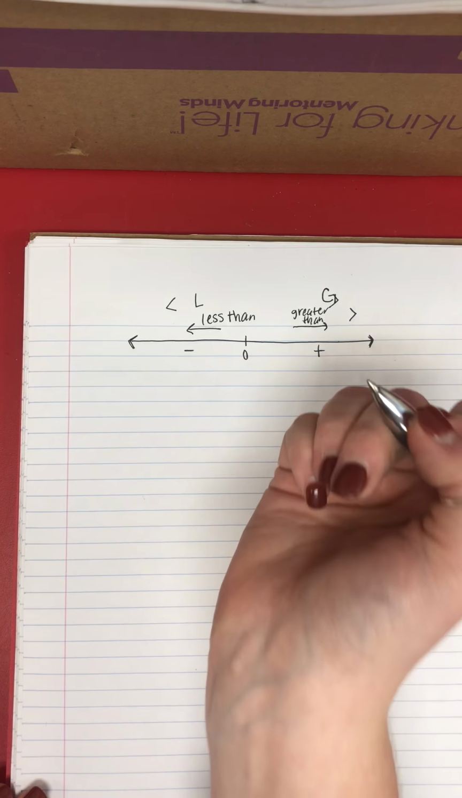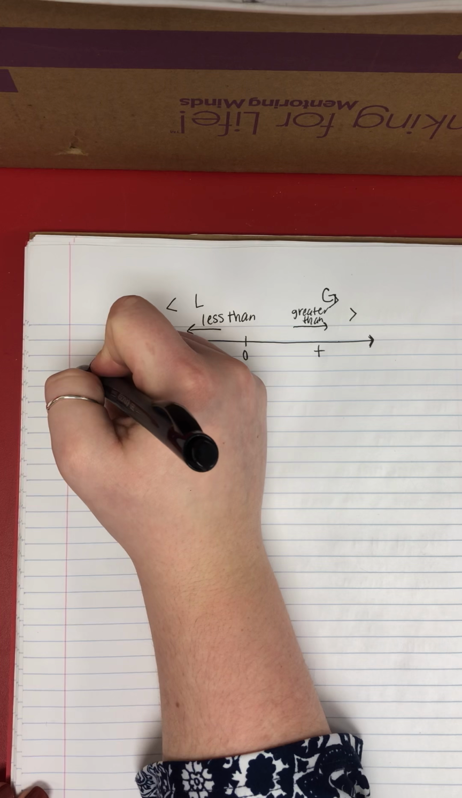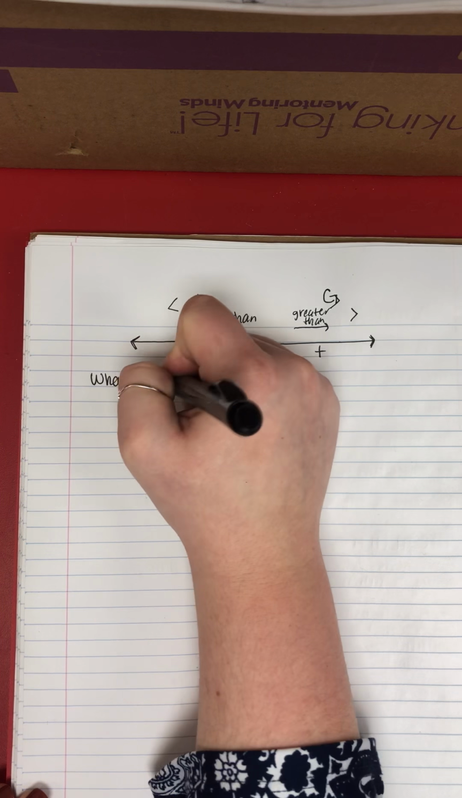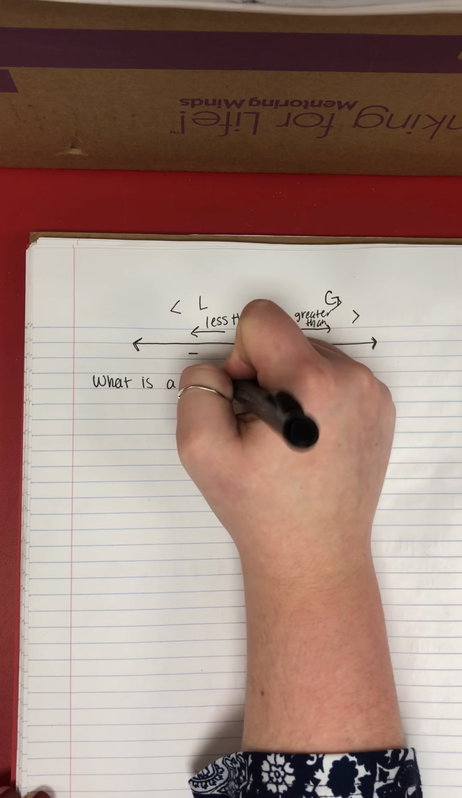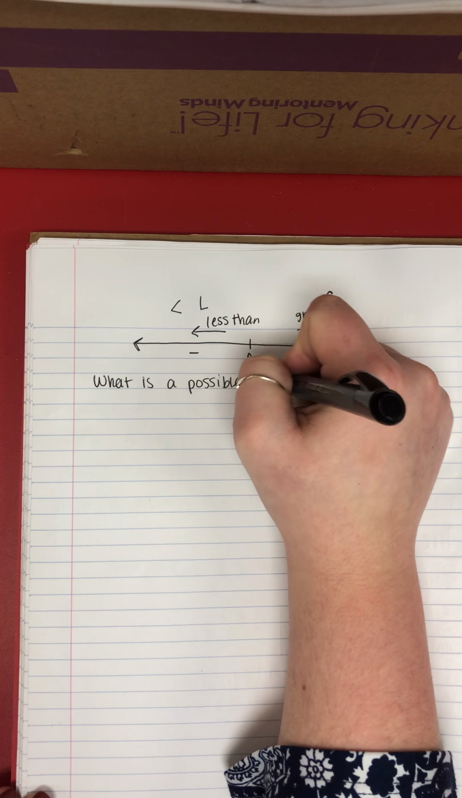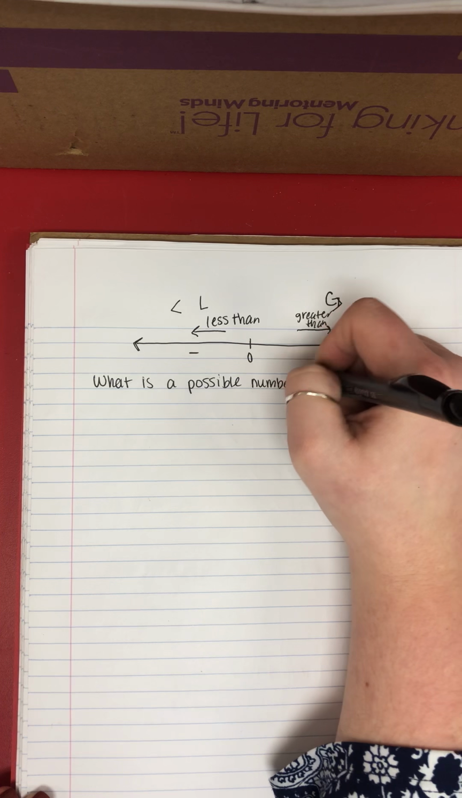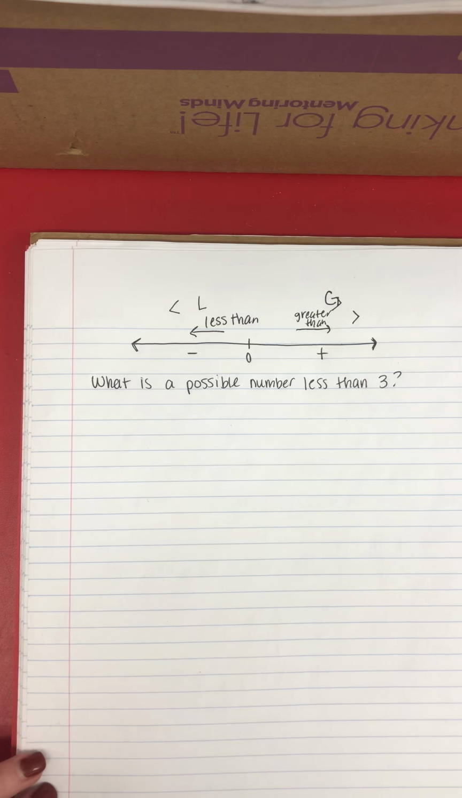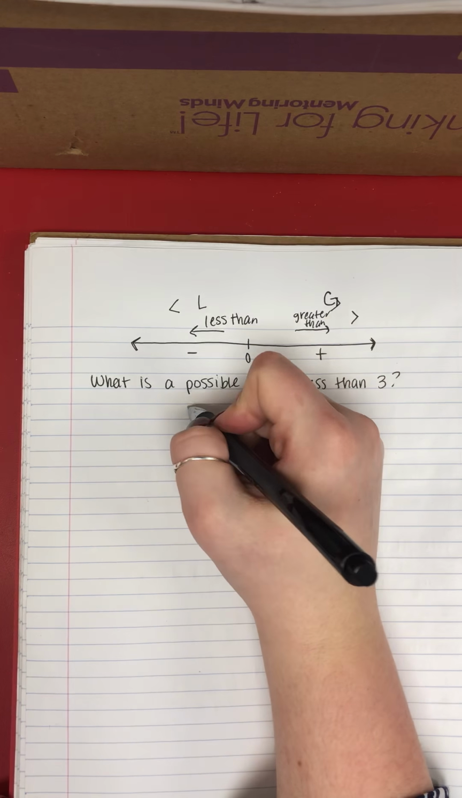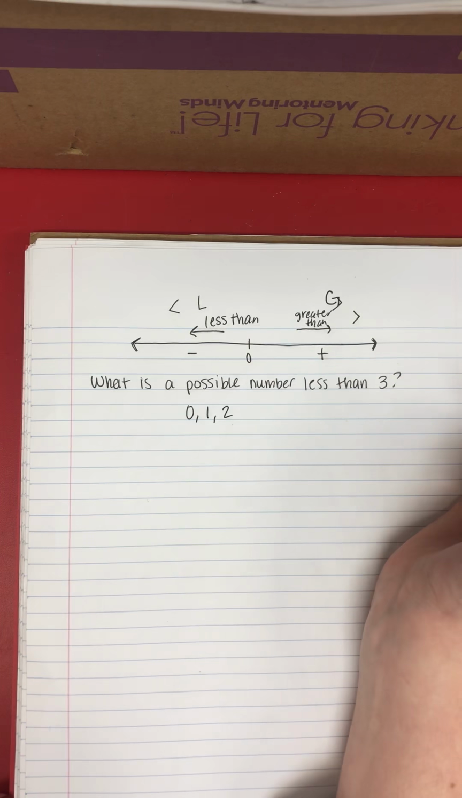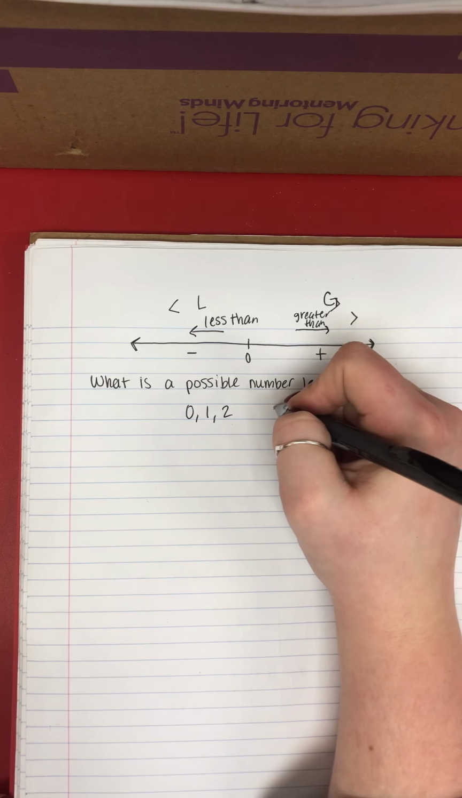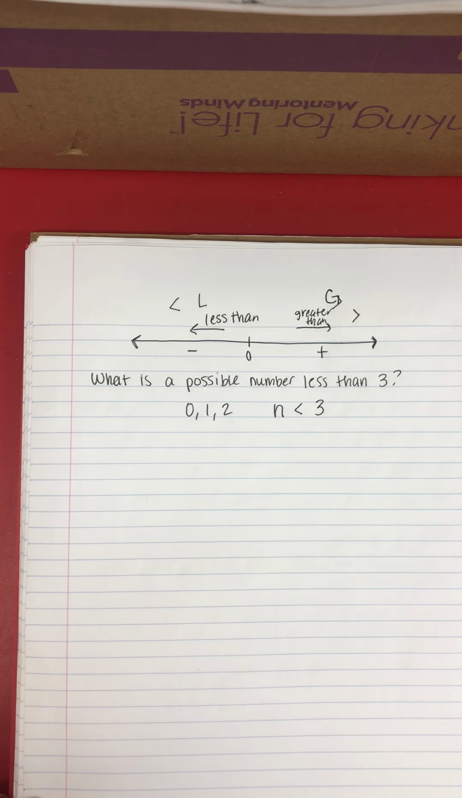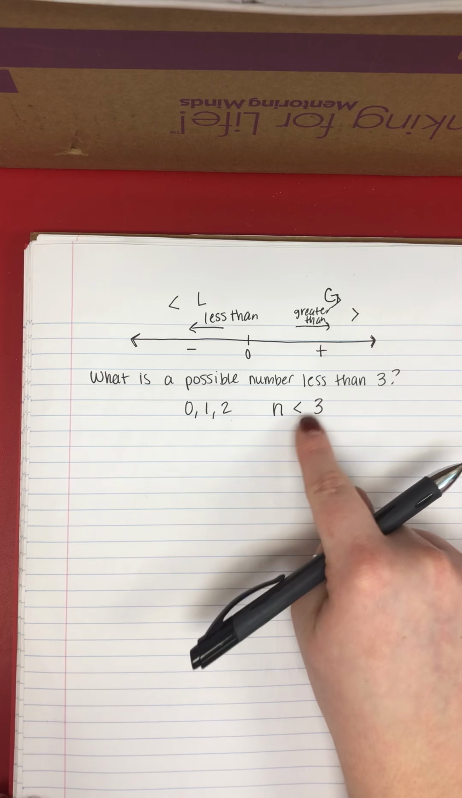Alright, so now let's start with some examples. So, what is a possible number less than 3? So if you could think of numbers less than 3, what would you name off? If you said 0, 1, 2, you would be right. Okay, so if we want some number n less than 3, that's how we would write it. Because we don't want 3, we want less than 3.